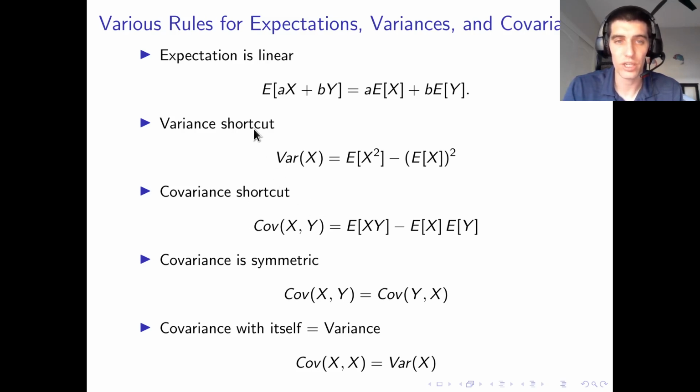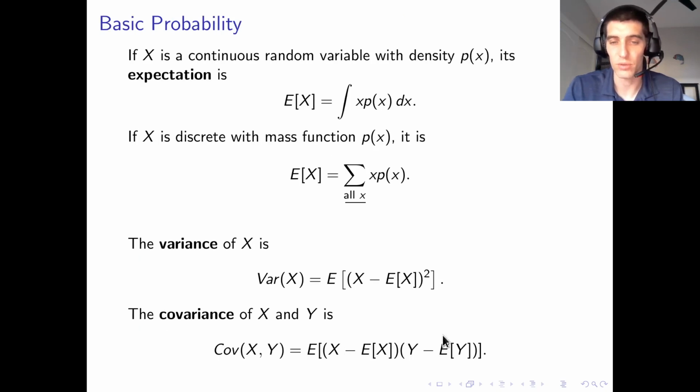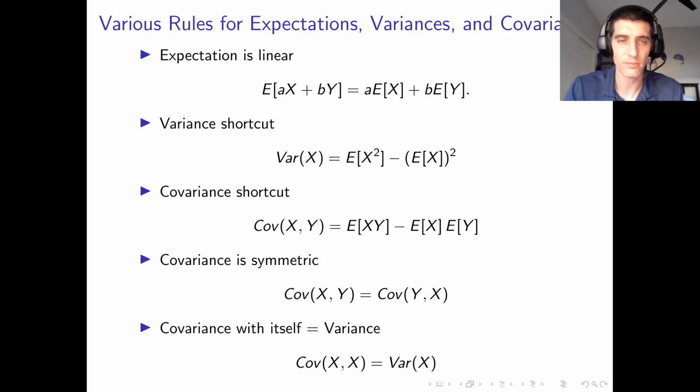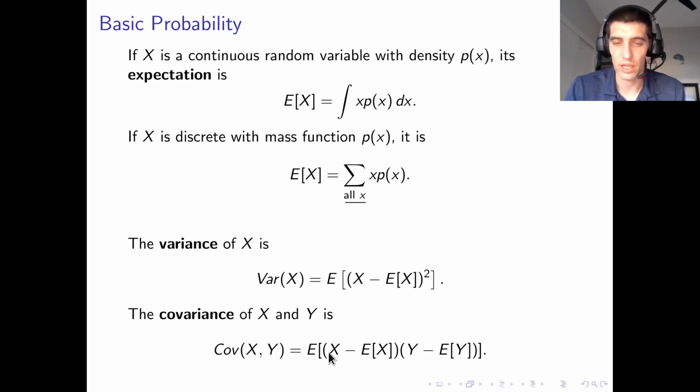There is a covariance shortcut similar to the variance shortcut, where the covariance of x and y is the expectation of x times y minus the expectation of x times the expectation of y. Again, it follows for the same reason: you can expand this multiplication and distribute the expectation by linearity across each of the terms. So these are the shortcuts. Covariance is symmetric: the covariance of x and y is the covariance of y and x. Why is that? We can just look back at the definition. If you change the roles of x and y, you just change the order of this multiplication, which obviously you can multiply in any order you want.